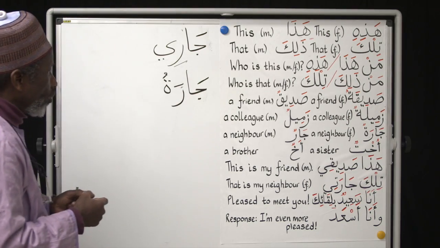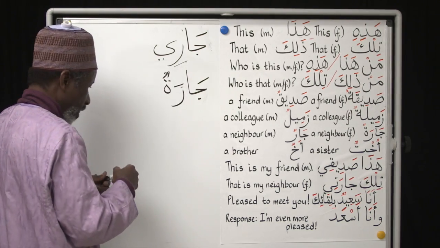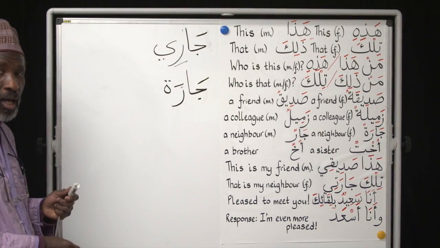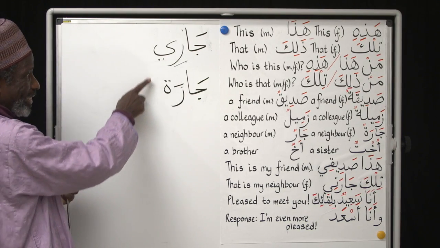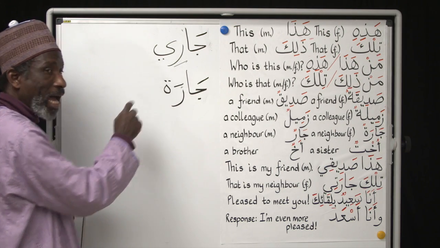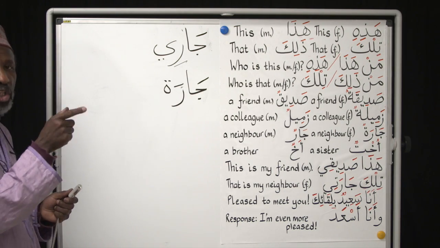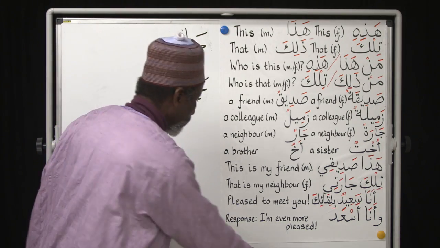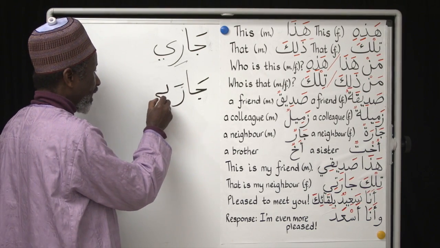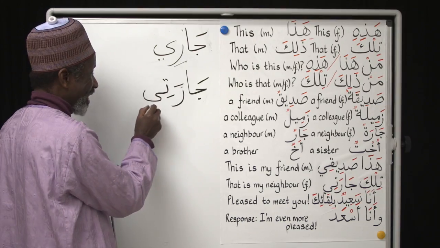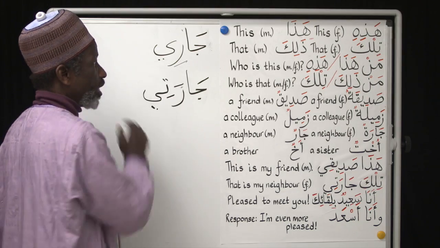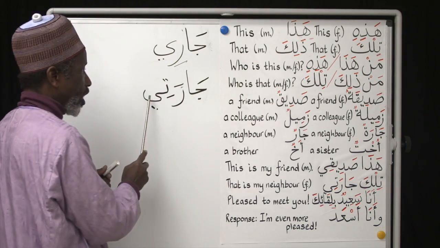If you want to do the feminine, jaratun, which is female neighbor. Here again, you remove the vowel of the last letter, which in this case is the ta marbuta. And because you're going to extend it by adding the lengthening ya, you need to open up this ta and change it into the normal ta. So you say jarati. Haadhaa jari, haadhihi jarati.